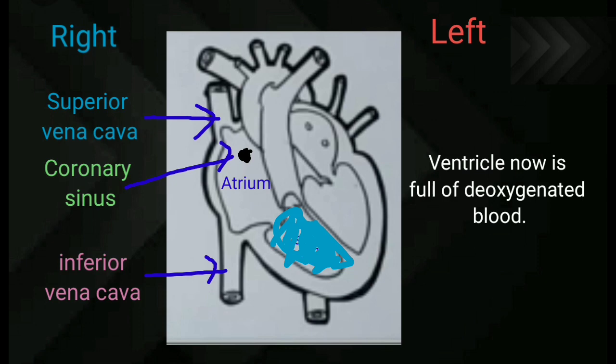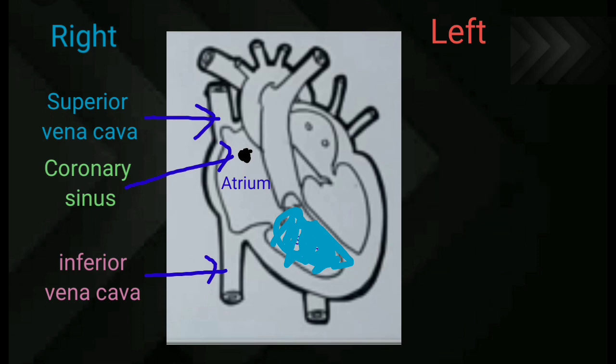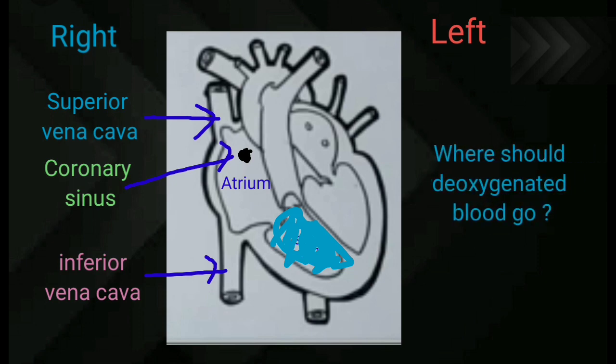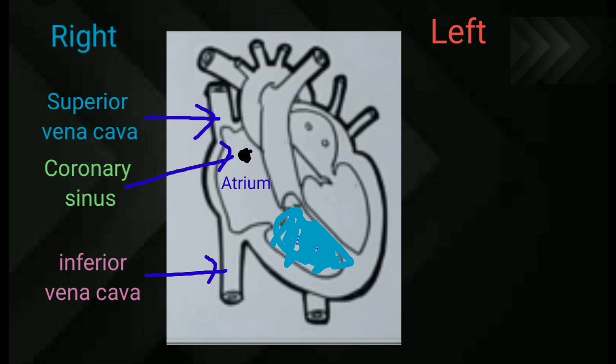Now tell me one thing with your common sense. Now where should this deoxygenated blood go? This carbon dioxide containing blood, where should it go? We want to remove it from the body. Which organ will help us in removing this carbon dioxide? Yes, it is the lungs. The lungs will help us to remove this carbon dioxide.